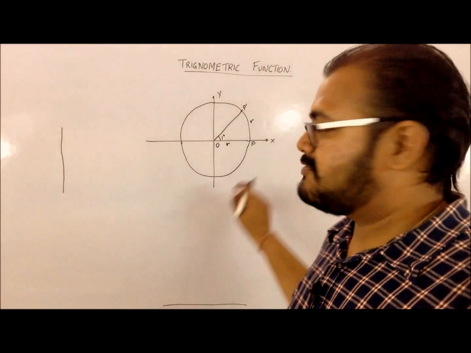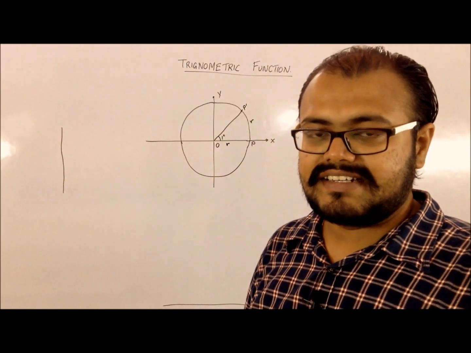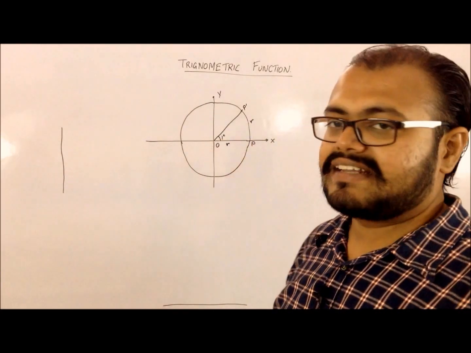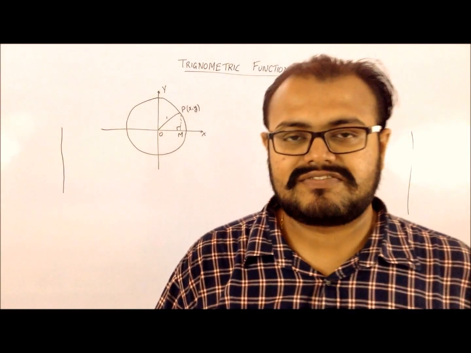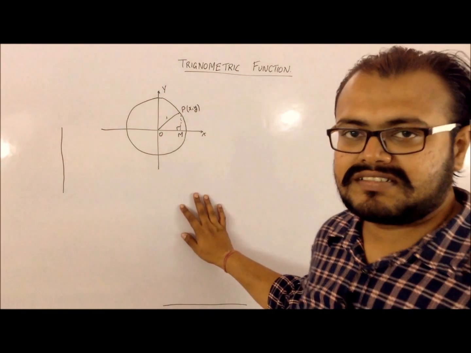That is, if my arc PP' has the length of the radius of the circle, then the angle which is subtended at the origin is defined as 1 radian. Now let us define the various trigonometric functions using this unit circle.